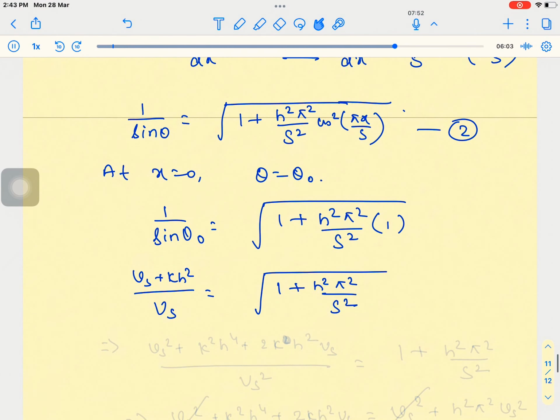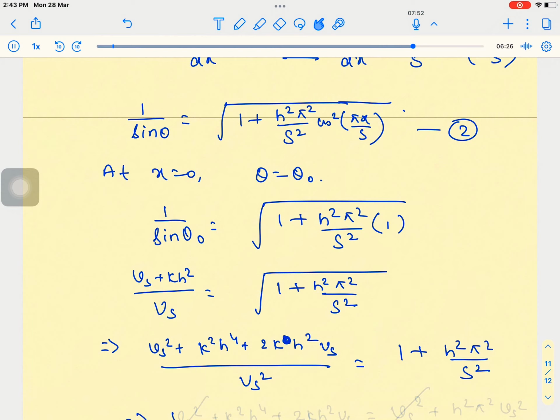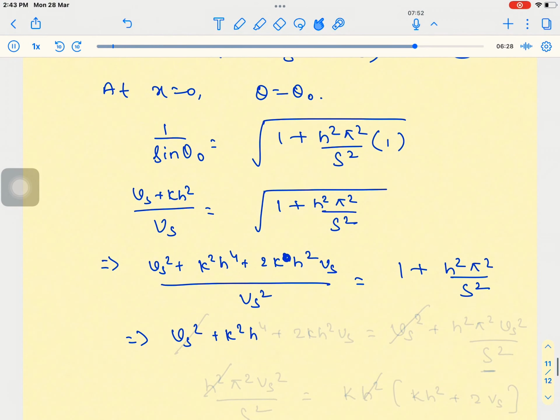Now we can square both sides to solve this. So Vs square plus k square h power 4 plus 2k h square into Vs, a plus b whole square, and in the denominator we have Vs square, and here we have 1 plus h square pi square by s square. That gives me Vs square plus k square h power 4 plus 2k h square Vs is equal to Vs square plus s from here.